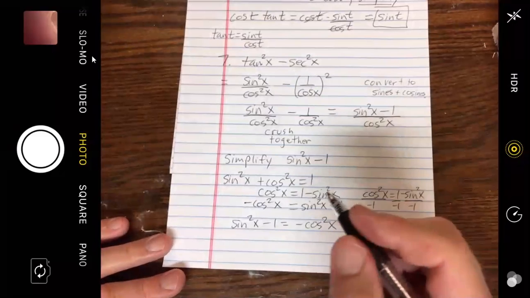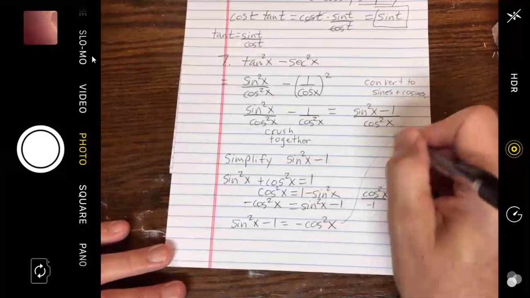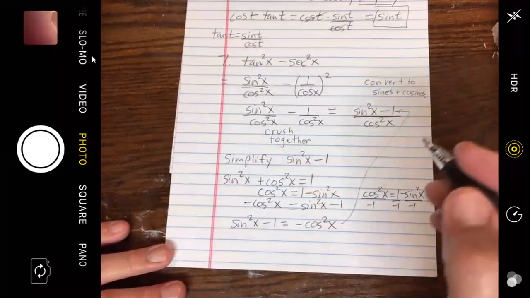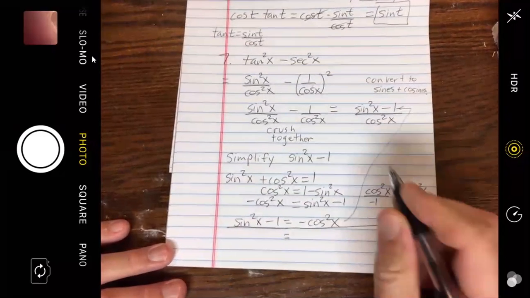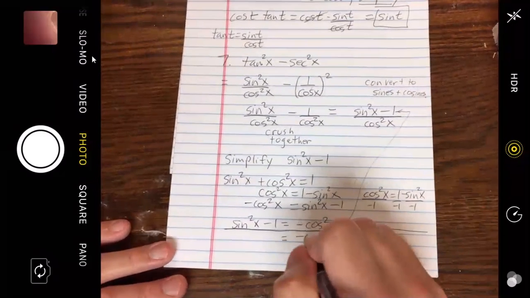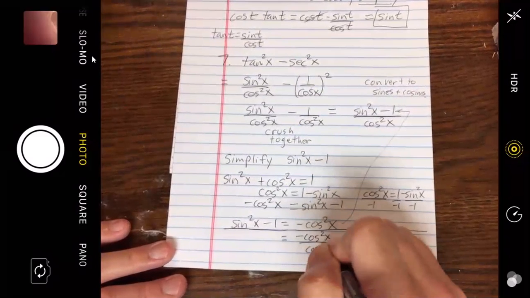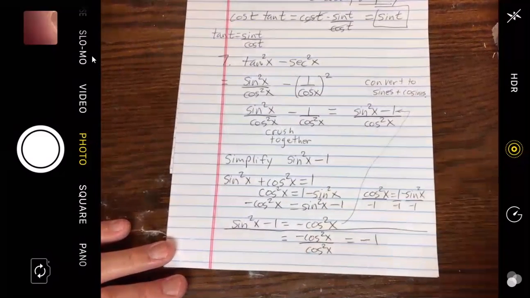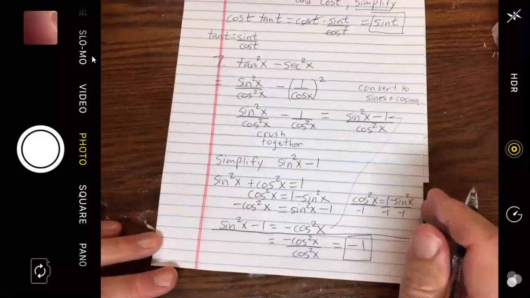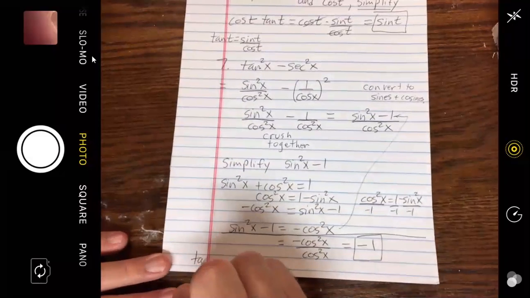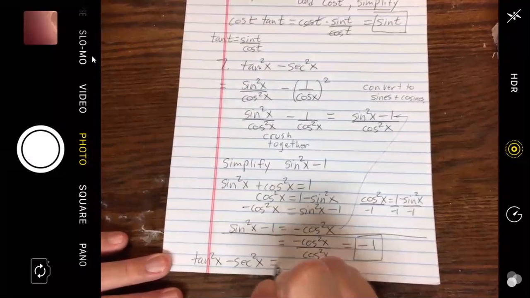All right, so I can plug that in right here, and it gets me a negative cosine squared of x over cosine squared of x, which is equal to -1. So finally, the whole thing simplifies to -1. Tangent squared minus secant squared of x simplifies to -1.